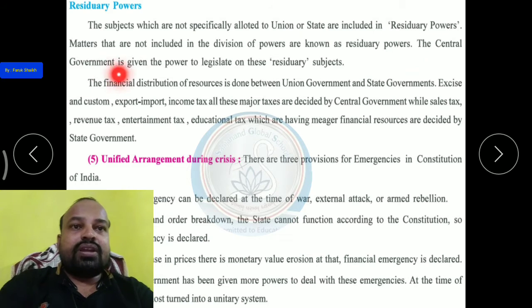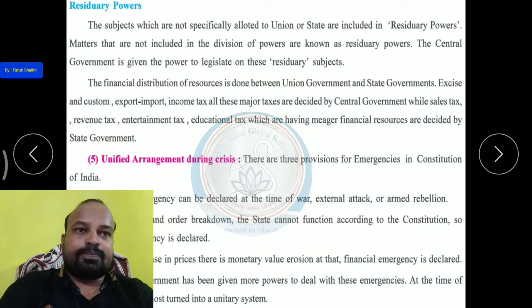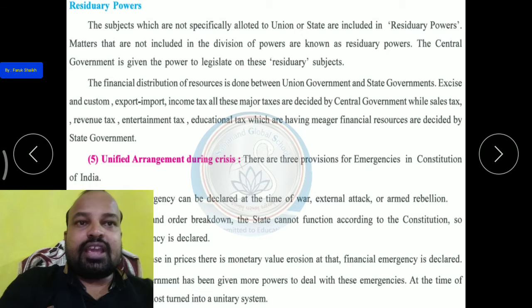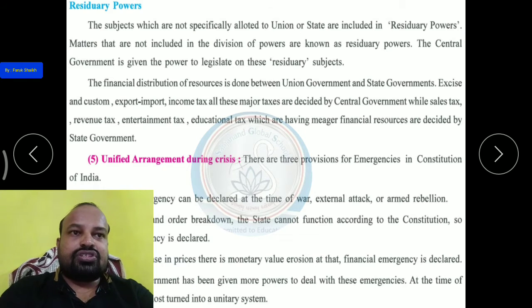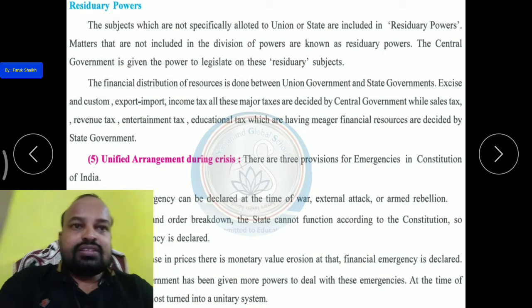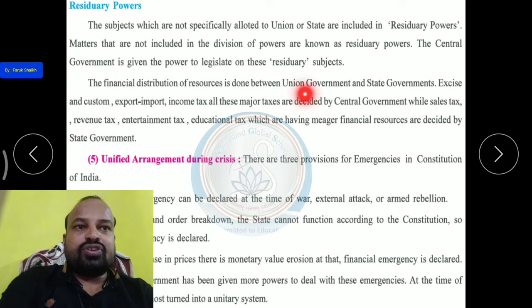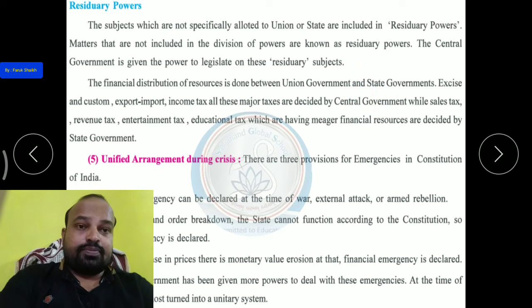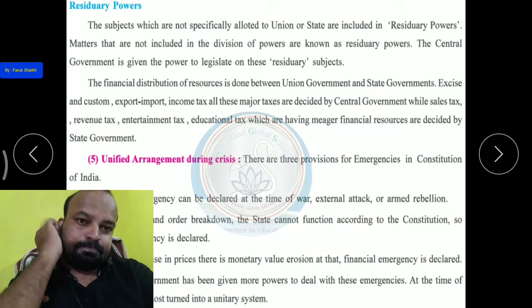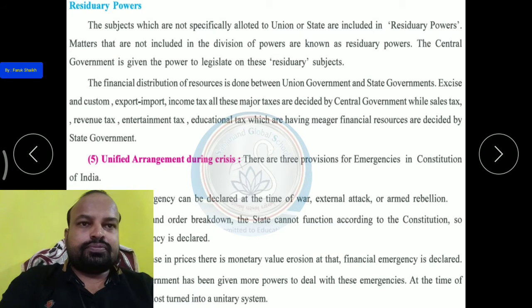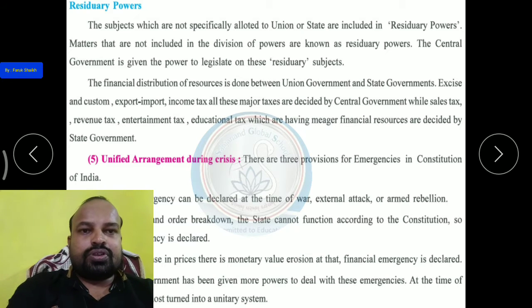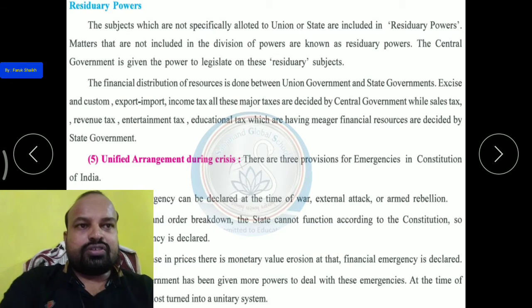The central government is given the power to legislate on this residuary subject. It can make laws and norms for this residuary subject. The financial distribution of resources, the revenue collection, taxes and all income sources, is distributed between the state government and the union government.